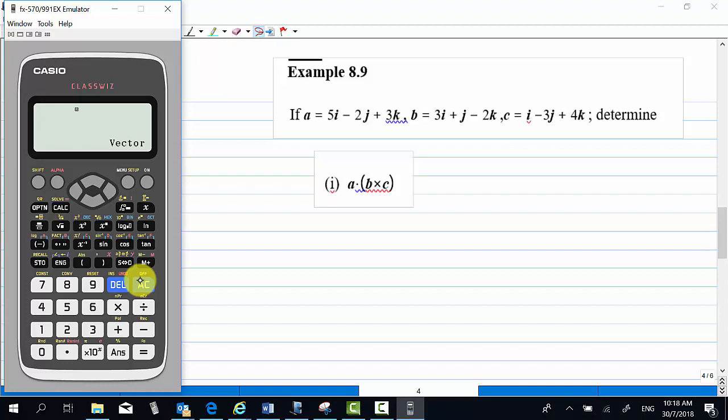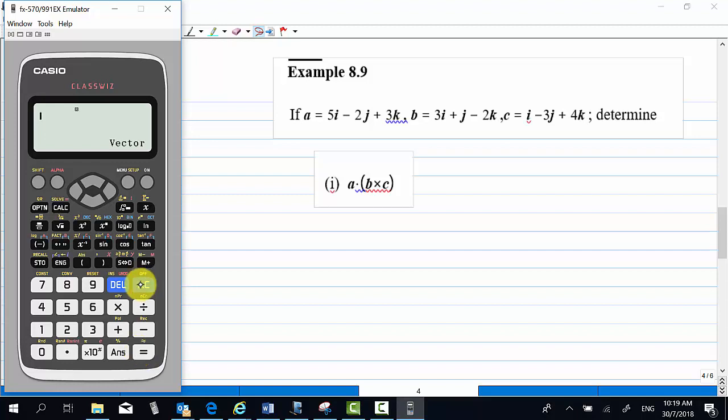and then press option again. I want to edit vector again, number 2. This time I want to edit vector C, so 3. Dimension of vector C is 3. This time C is 1, minus 3, 4. So 1, minus 3, and 4. I finished editing all the vectors already. Press AC.